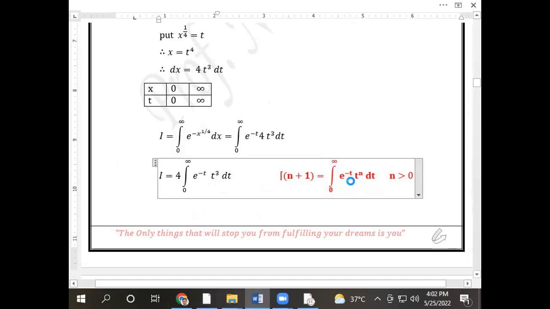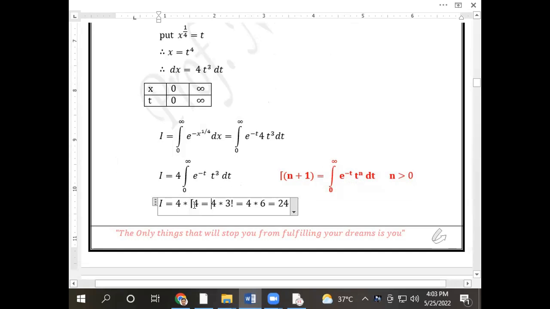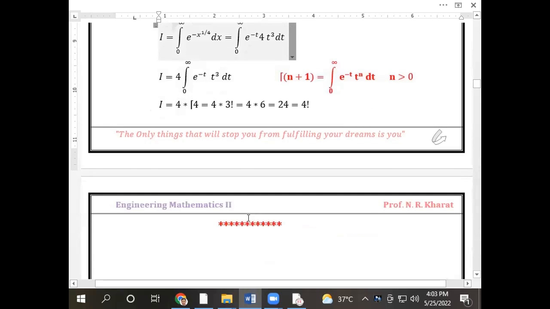And according to the definition, when we compare, the index of t is 3. So gamma of 3 plus 1 is my solution. Means we are getting 4 as a constant, 3 plus 1 is gamma of 4, and we know that gamma of 4 is nothing but 3 factorial. 3 factorial means 6, and 6 into 4 is 24 is my solution, or we simply say that it is 4 factorial. In this way, we can find the solution of different examples.